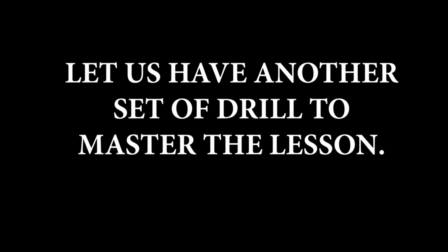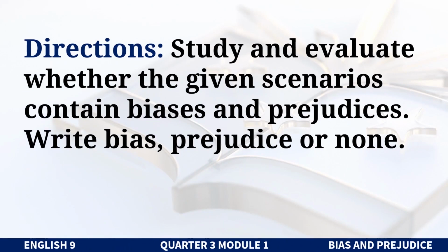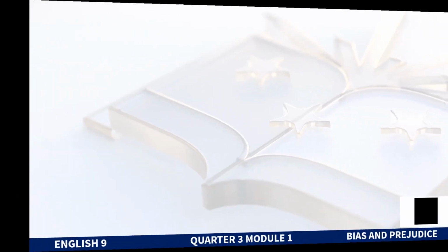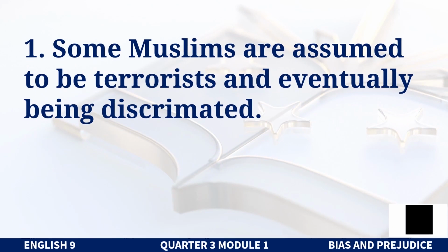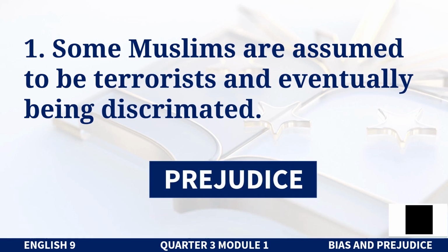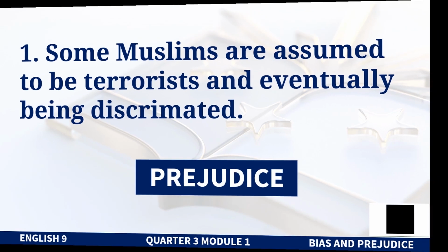Let's proceed to the second drill. Study and evaluate whether the given scenarios contain biases and prejudices. Write bias, prejudice, or none. Some Muslims are assumed to be terrorists and eventually being discriminated. The correct answer is prejudice.